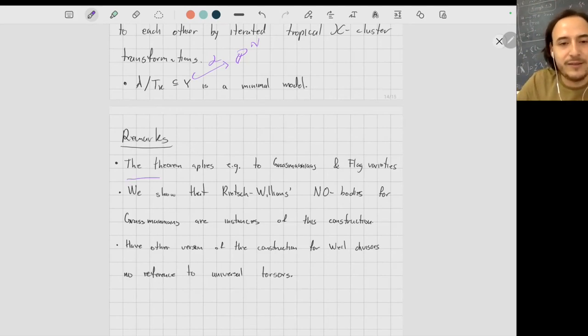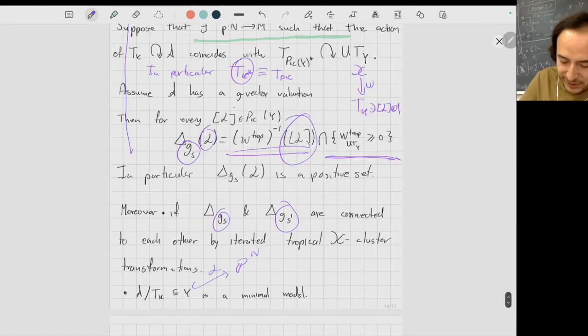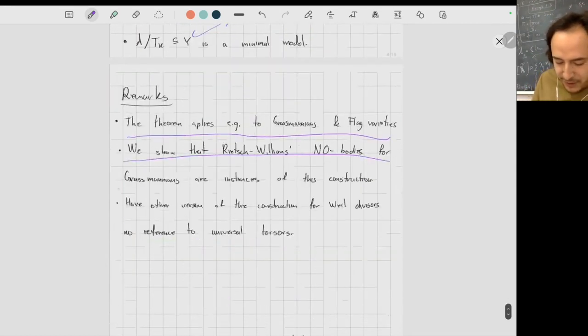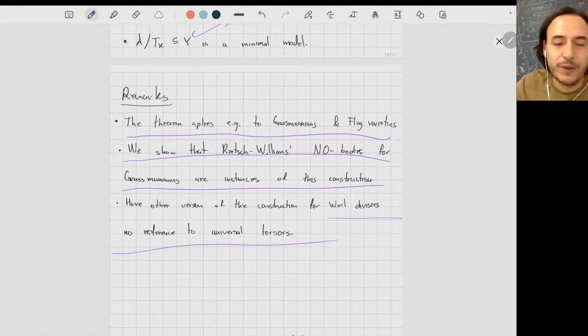We need to analyze the question of when a universal torsor of a variety has a cluster structure. We also know that Rietsch-Williams Newton-Okounkov bodies for Grassmannians are instances of this construction through this map p. This is also explained in the paper. And we have other versions of this construction for Weil divisors without making reference to universal torsors. So this was just one version of the theorem. We have another version that makes zero reference to universal torsors.